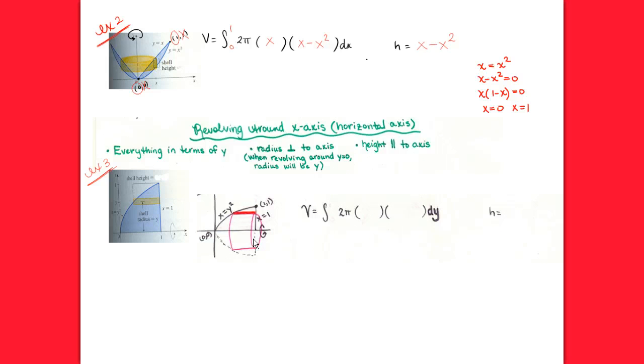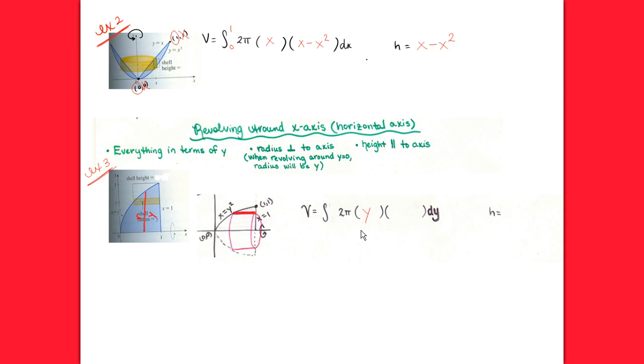My radius is going to be perpendicular to what I'm revolving around. And so for my radius, if I start here and I go straight up perpendicular to that x-axis, you can see if I start at 0 and go straight up, that's just a y value. And sure enough, that's my shortcut, that when I'm revolving around the x-axis, my radius will just be y.